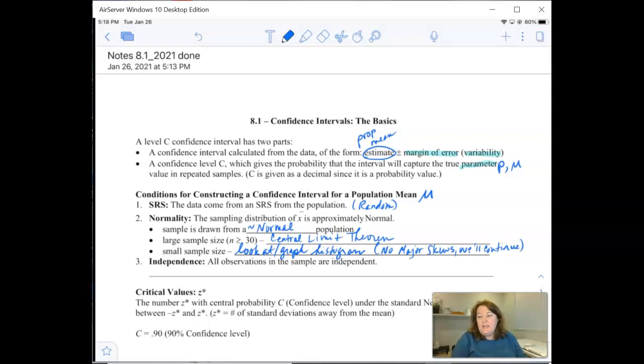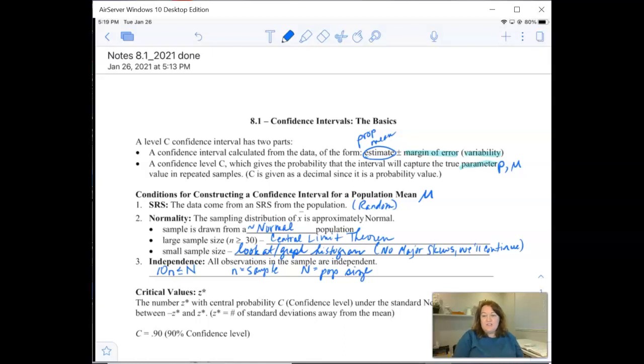Okay? And then the third one is the independence one. We've been calling this the 10% rule, and we're trying to make sure that all of our observations in the sample are independent. So this is the one that is 10n has to be smaller than N, where little n is sample size and big N is population size. Okay, if they don't give you population size, just like before, we put in our sample size instead, and we say we believe it's reasonable that the population size is more than 10 times n.